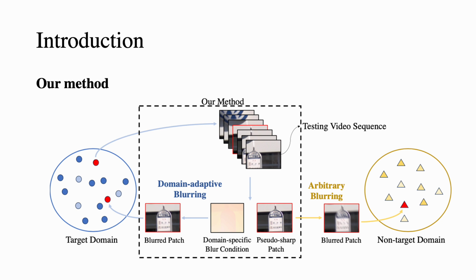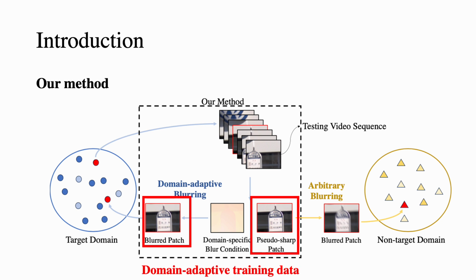For this problem, we generate a domain-specific blur condition from the testing video sequence to do domain-adaptive blurring, and the blurred result can be in the target domain. Finally, the pseudo-sharp patch and blurred patch will be our domain-adaptive training data for fine-tuning the deblurring model.